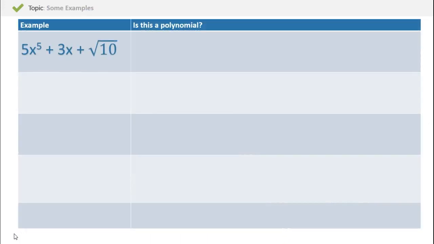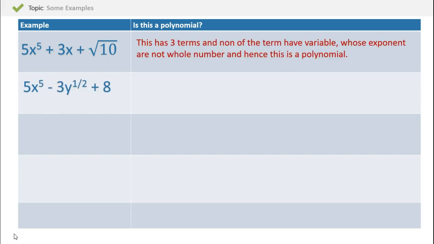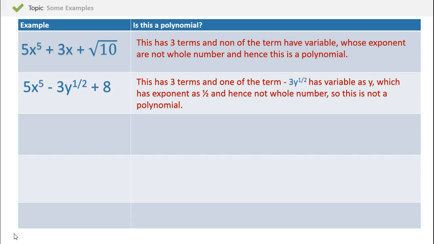Here are some other examples. 5x to the power 5 plus 3x plus under root 10. Is this a polynomial? I have two terms having variable, 5x to the power 5 and 3x, and both variables have exponents that are whole numbers, so this is a polynomial. Next, 5x to the power 5 minus 3y to the power 1 by 2 plus 8. This has three terms, two variables x and y, but the second term has an exponent of 1 by 2, which is not a whole number, and hence this cannot be a polynomial.